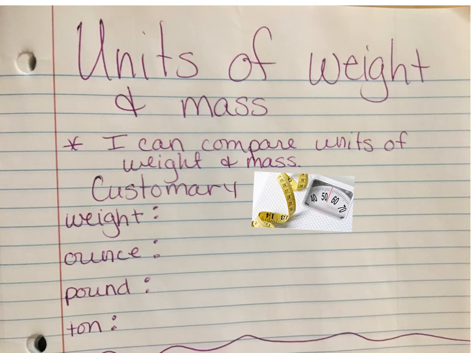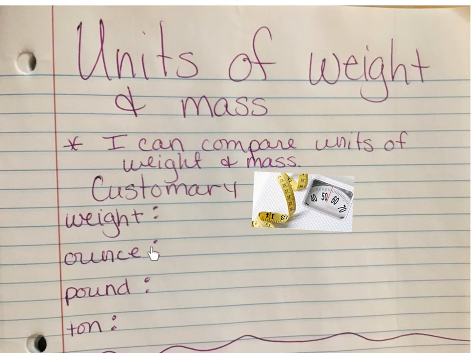In our customary system of measurement, we use weight because it is kind of standardized here in the United States. We know that a weight is a weight is a weight, compared to other countries where they use mass, which is a little bit different. So, 3 different measurements for weight. We have ounces, pounds, and tons.